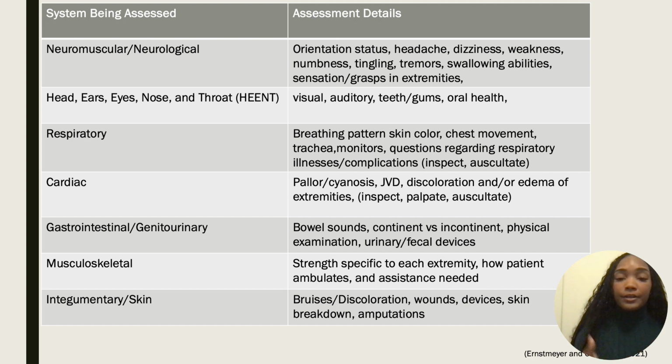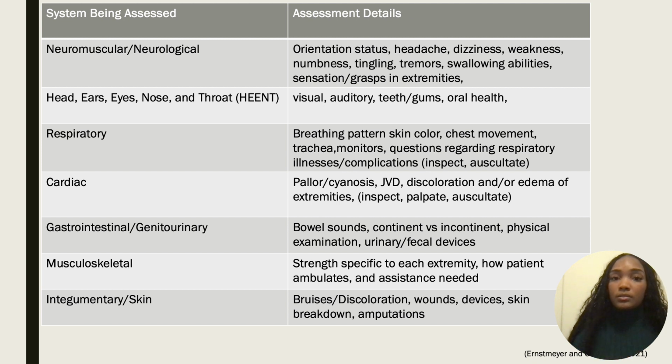Going down to cardiac, are they on tele? Do they have a pacemaker? Any edema? We want to make sure that we know all of this. Again, just kind of making sure we have that baseline. Gastro, genitourinary, do they have any devices? Are they continent, incontinent, things of that sort?